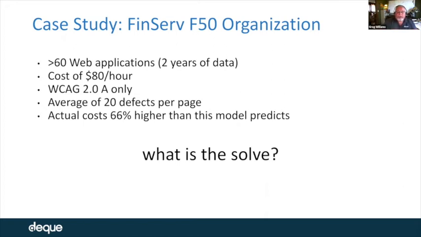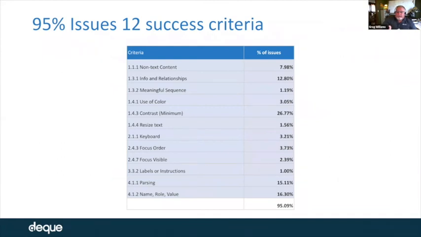One of the other interesting things we see, because Deque has been doing this for a while, is that we do have access to some pretty good big data sets, big data analytics that we can do across there. And so when we look, we see that about 95% of the issues that we've found in real world assessments have happened across these 12 success criteria. So looking at these 12 success criteria, I can say, well, I can nail about 95% of everything I do right here with these 12.